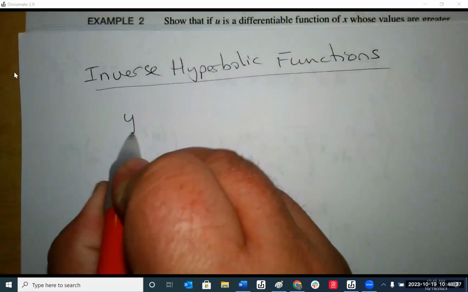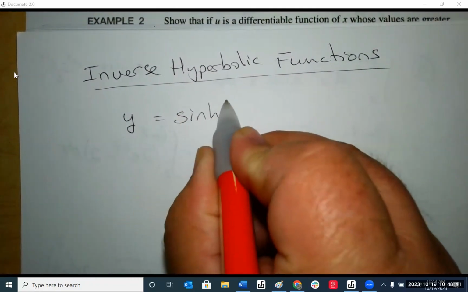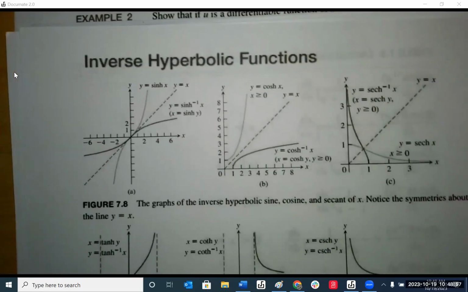So this is how it would look. y equals the inverse of the hyperbolic sine, and the cosine and the rest of the functions there. Actually, I think in your sheets, I gave it to you. Yeah, there it is. The inverse hyperbolic functions.